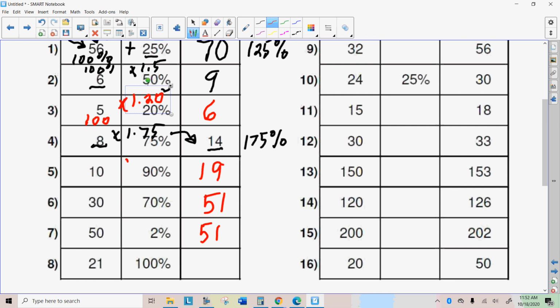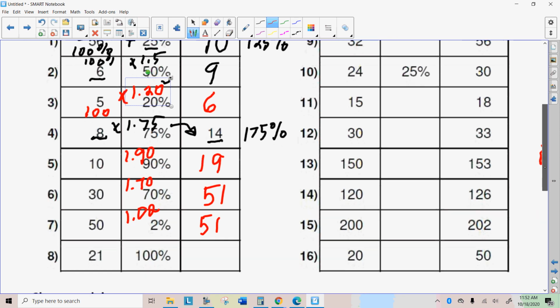On number 5, you should be multiplying by 1.90. On 6, you should be multiplying by 1.70. On 7, 2% is actually 0.02, so multiply by 1.02. That increases it by 2%.